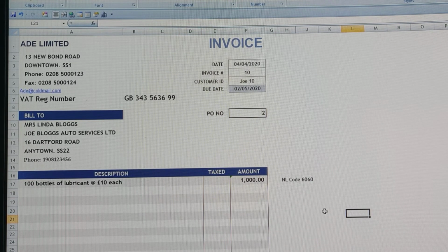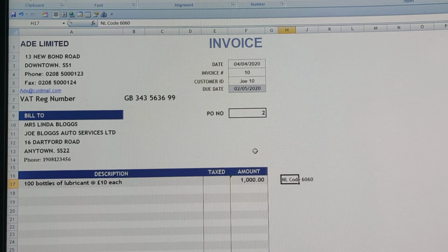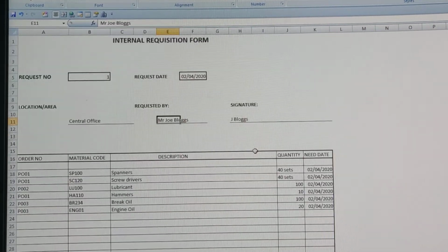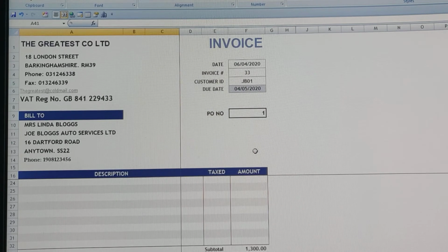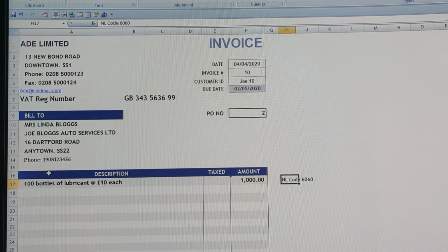Now, we have coded it. I have to make sure that everything is fine. The VAT registration number has been checked and is correct. So we're giving a nominal ledger code of 6060. Now, where does nominal ledger code 6060 belong? What is the description? So let me go and check the chart of accounts. Yeah, purchase of paint and shop materials. Okay, we call it that. So we are now going to post that invoice because we are happy with everything there.